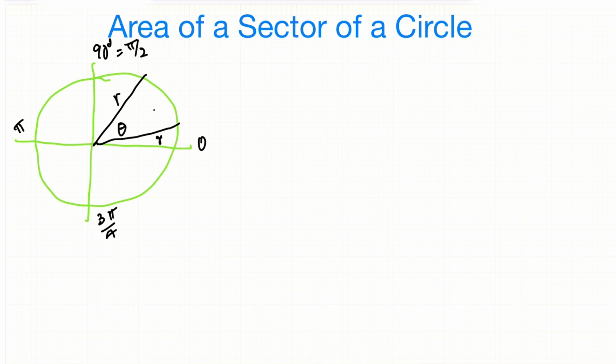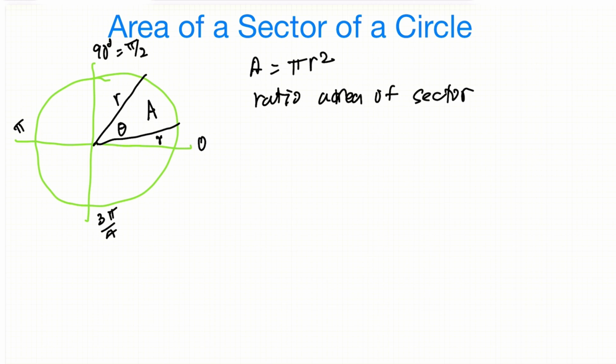So what we're interested in is finding the area of the sector, not the area of the whole circle. But we do know that the area of a full circle is just pi r squared. We know that from basic geometry. Now, the ratio of the area of the sector is just going to be the percentage, theta over 2 pi, because they're all in radians now, times the area of a circle, pi r squared.